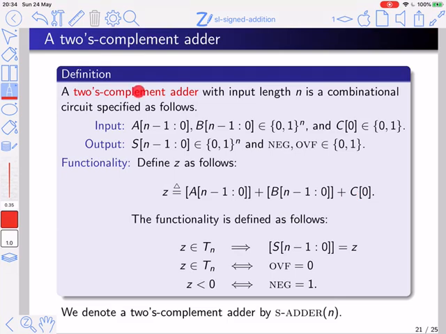The functionality of the 2's complement adder should be as follows. If Z is in Tn, then S should represent Z in 2's complement representation. If Z is in Tn, then the overflow should be 0. If Z is not in Tn, the overflow should be 1. If Z is negative, the negative should be 1. If Z is not negative, the negative should be 0. We denote such a circuit by S adder N. S for signed. 2's complement signed adder.